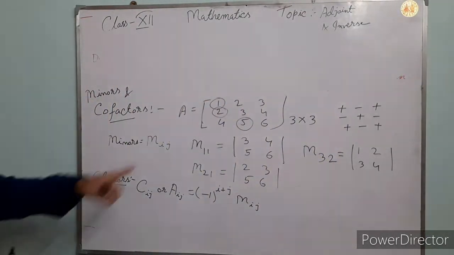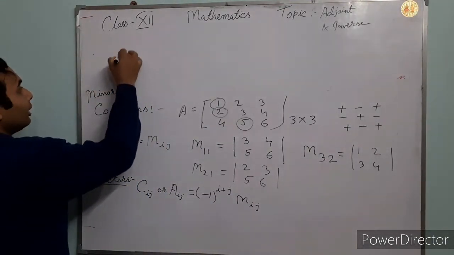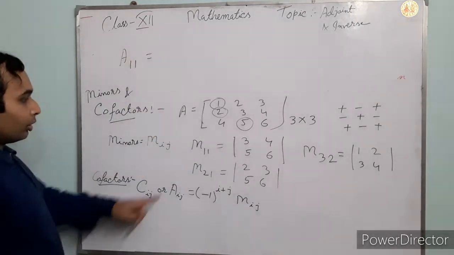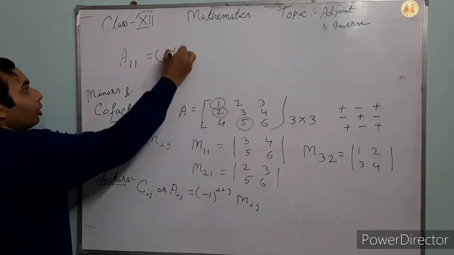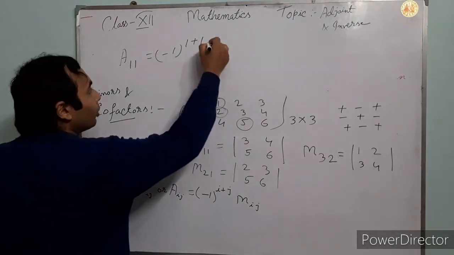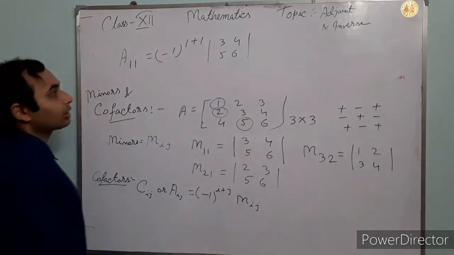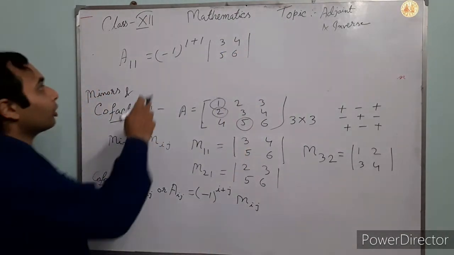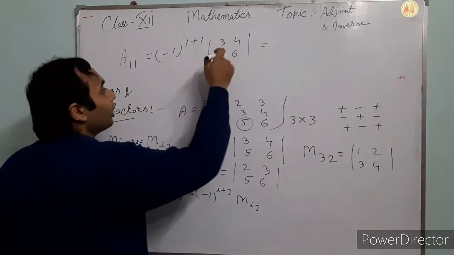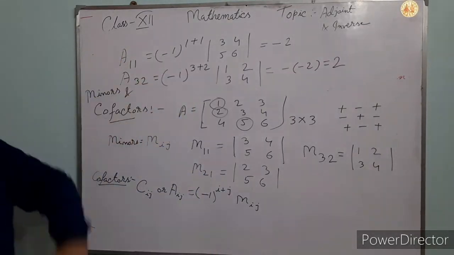The cofactors of those elements, m11. So here I am writing a11 = (-1) to the power 1+1, that is i+j, and then m11 equals 3, 4, 5, 6. You can simplify this one: (-1) squared, that means 1 is coming, so 3 times 6 is 18 minus 20, so it is coming minus 2 only. So those are the cofactors.